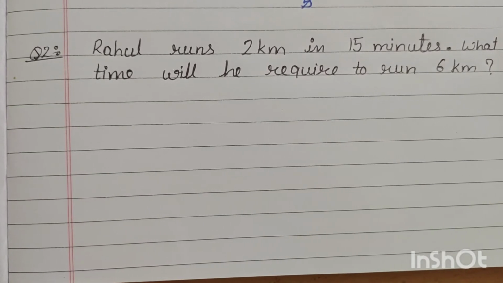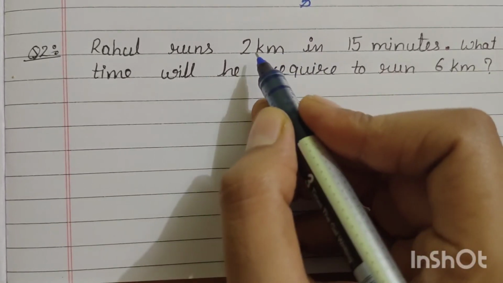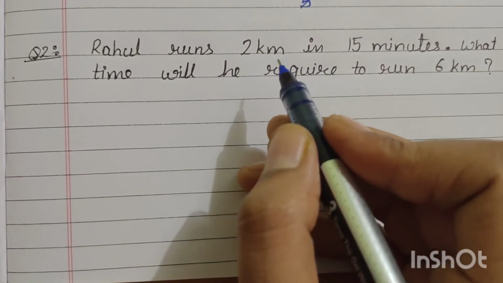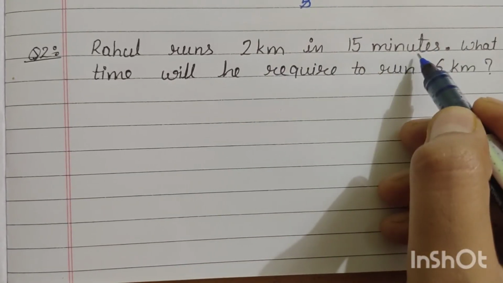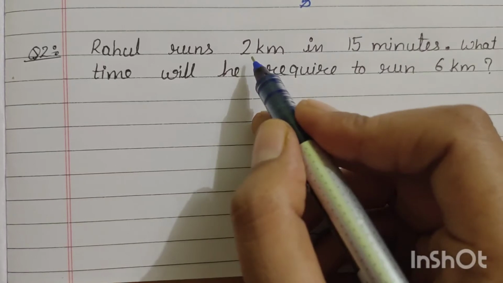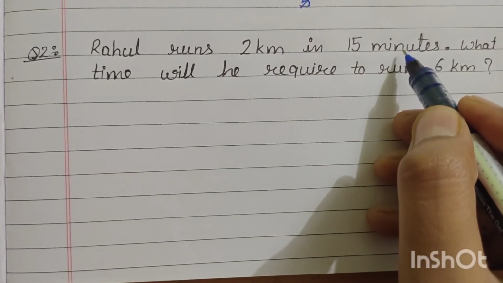Now this time I am going to use method number 2 to solve this problem because this one is the easiest one. Okay, so now here we have two kind of data. The one is in kilometer and the next is in minutes. Means इतने किलोमीटर को वो 15 minutes में cover कर रहा है.